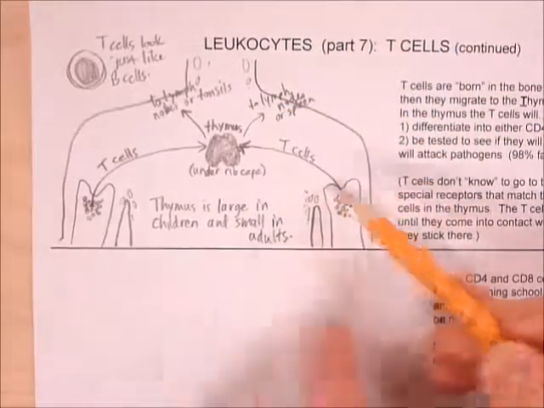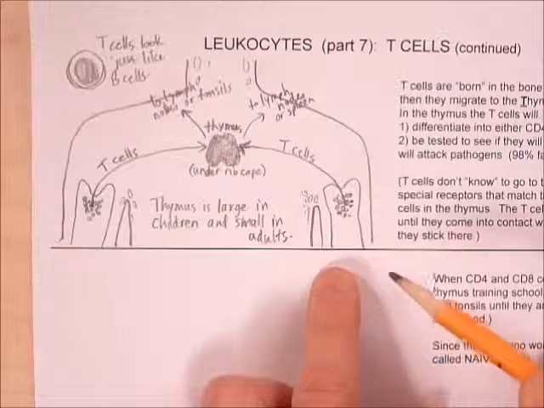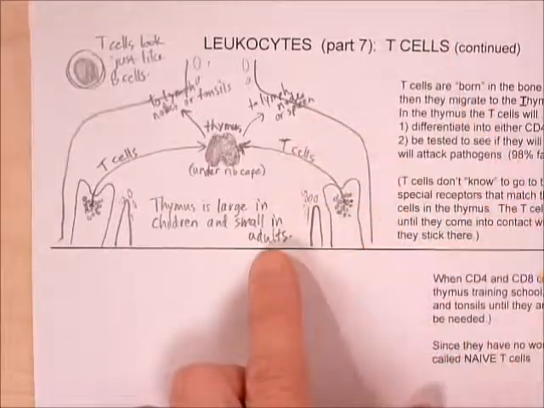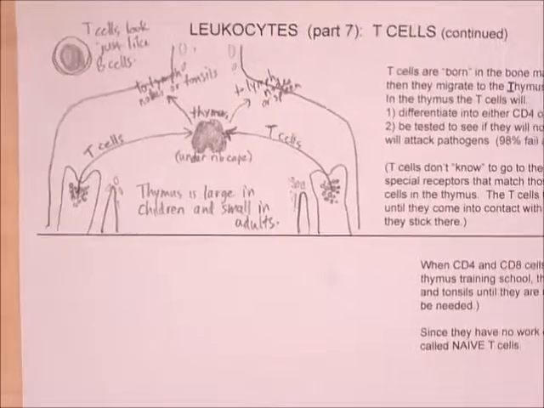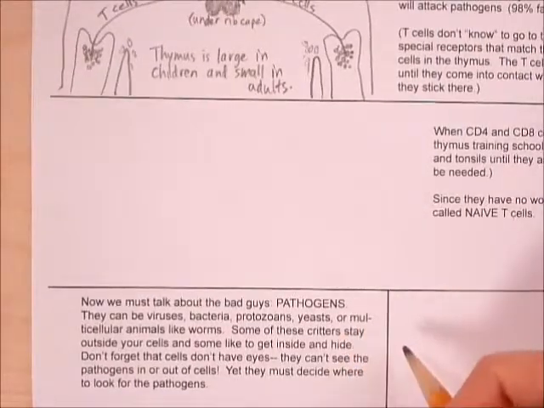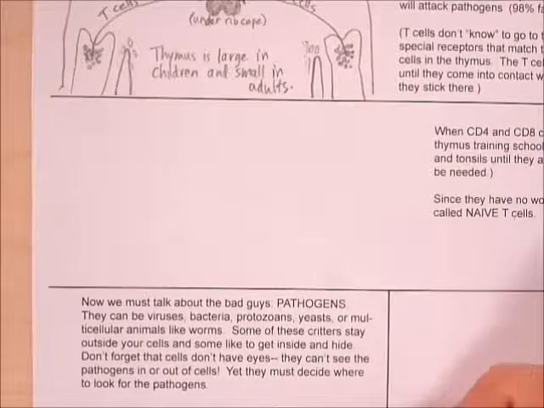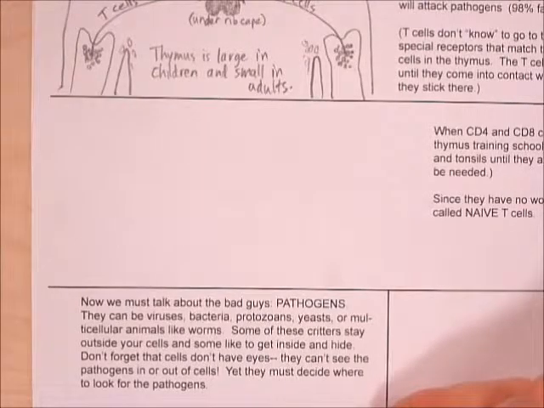So they'll migrate and sit in the nodes, and they'll wait until they're needed, because a lot of them aren't going to be needed, but you'll need a few. For the lucky ones, they're going to become activated. I don't know if you call that lucky, then they have to work, right? Okay, so down here, when CD4 and CD8 cells graduate from the thymus training school, they go sit in lymph nodes and tonsils until they are needed. Most will never be needed.